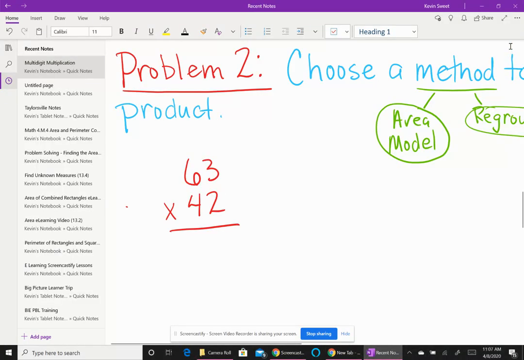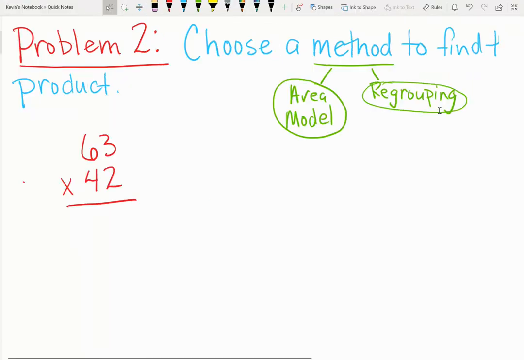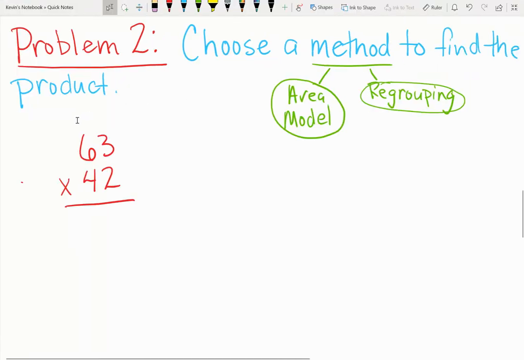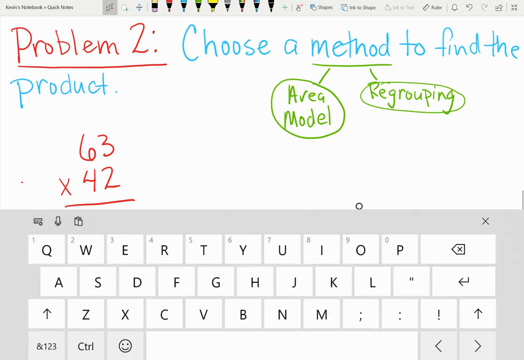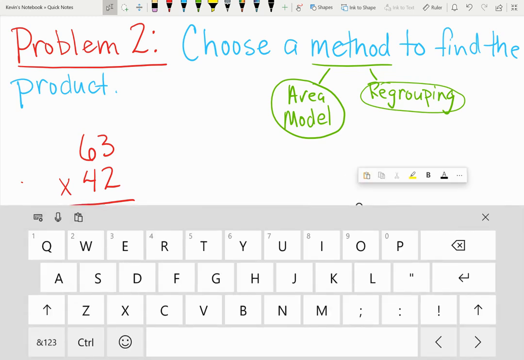Welcome back, 4th grade. Problem 2, same thing. Choose a method to find the product, 63 times 42. You could use area model if you wish, or regrouping. Go ahead, select your answer, and pause the video now.